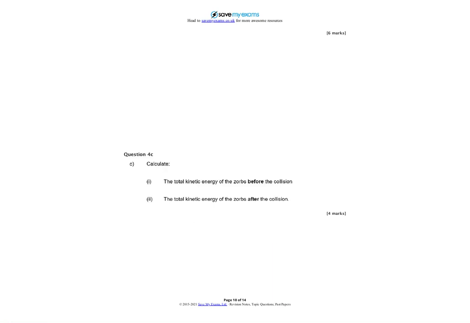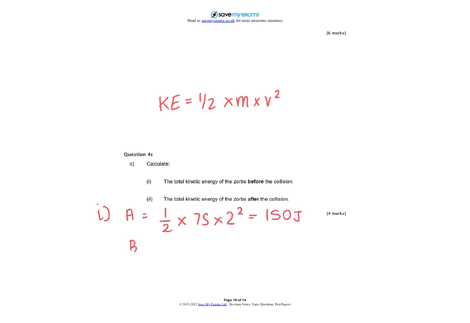Question 4c is about kinetic energy. For kinetic energy, we're going to use half times m times v squared. Part I is to calculate it before the collision. For A, it's going to be half times the mass of A times the velocity squared, which gives you 150 joules. For B, we've got half times 60 times 1.5 squared, which gives 67.5 joules. I'm going to add those two up. That's going to give me 217.5 joules. So that is our overall kinetic energy before they collide.